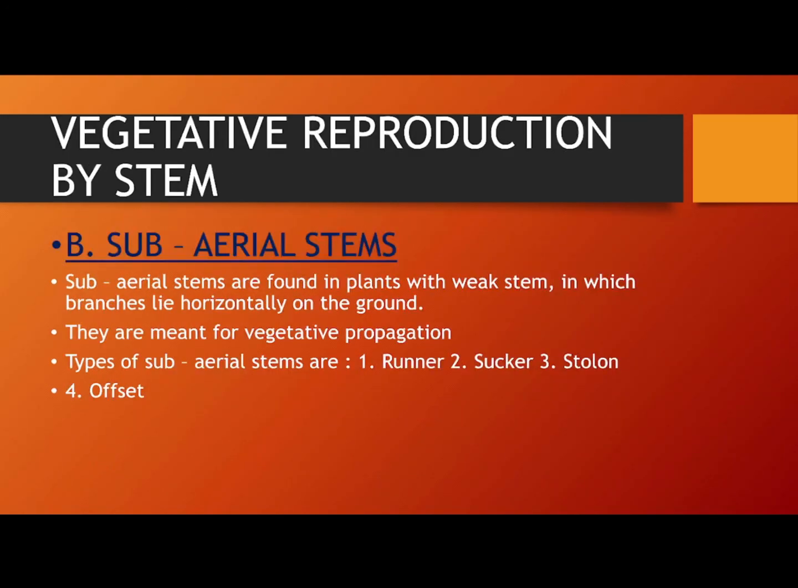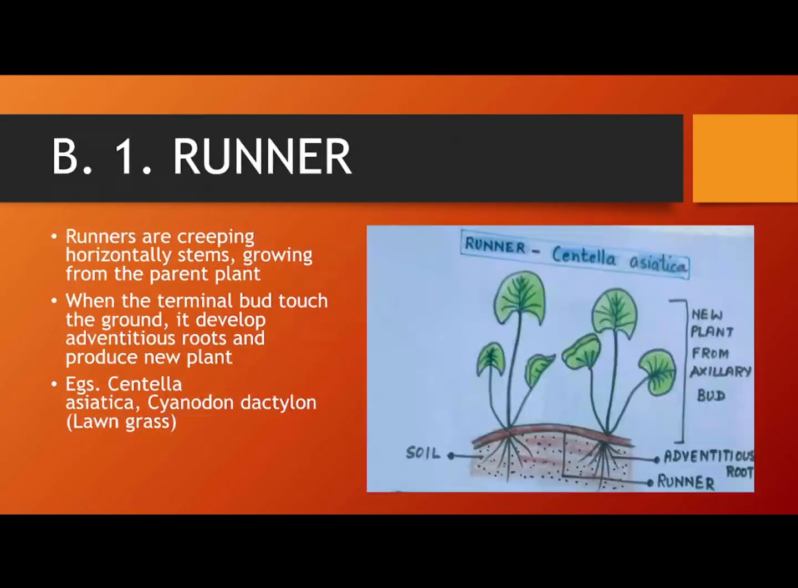The next subtype that we are going to see is the subaerial stems. Subaerial stems are found in plants which have a weak stem. From the word subaerial itself, you will know that part of the stem is inside the soil and the remaining part of the stem lies above the soil. This subaerial stem serves as vegetative propagation. There are 4 different types of subaerial stems: runner, sucker, stolon, offset. These 4 types we are going to see in detail.